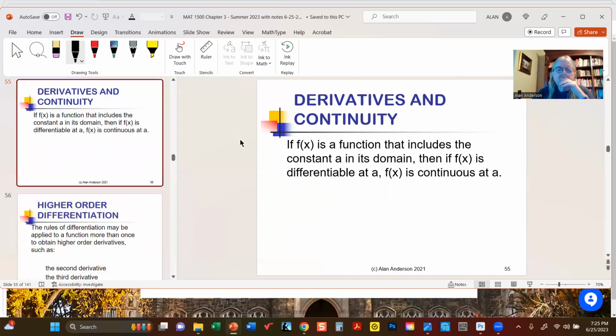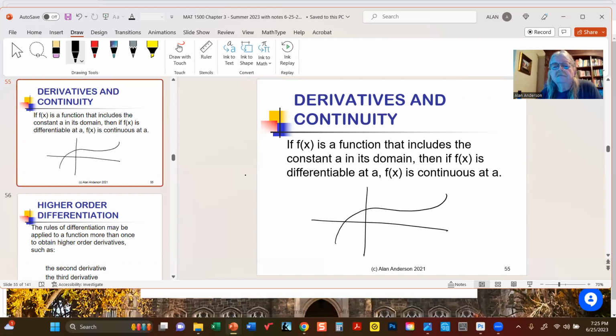Now, here's an important result. If f is a function that includes a in its domain, f of x is therefore differentiable, and it is continuous. So if a is in the domain of a function, we don't have to check for continuity. It's understood, or it's guaranteed, that it is differentiable at that point at least.